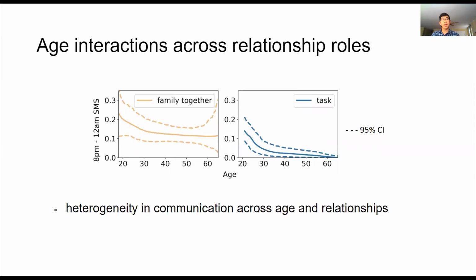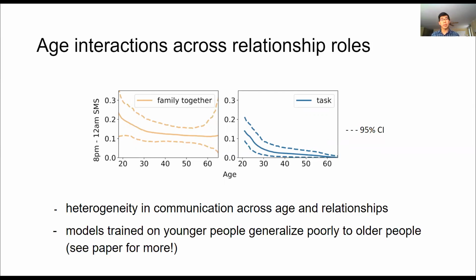This again shows that there is heterogeneity in communication across both age and contact types within our sample population, something to keep in mind when we were building our predictive models. In fact, in our paper, we performed another prediction task where we trained models on subsets of our population split by age to see how well they generalize to other age groups. What we found with this exercise is that models trained on younger individuals generalize particularly poorly to older individuals.